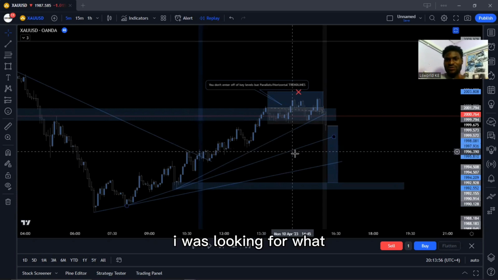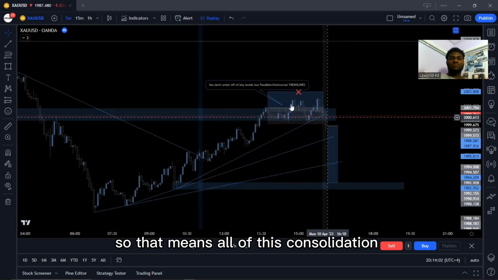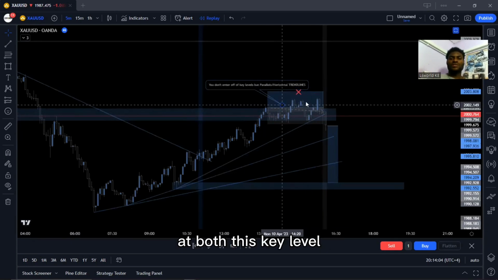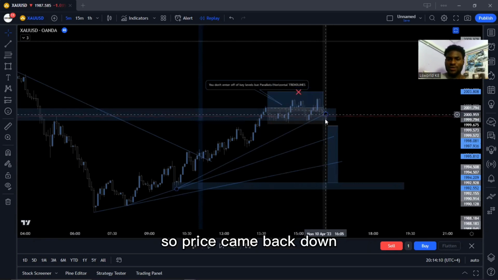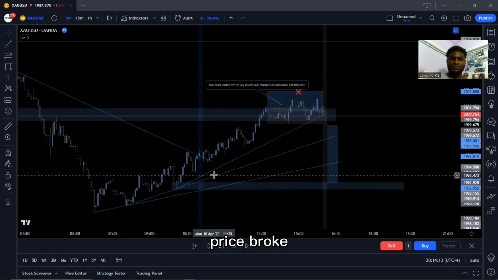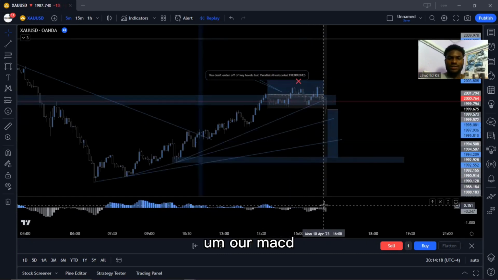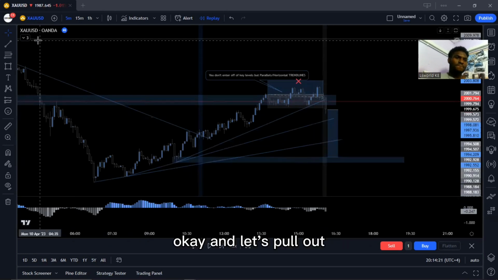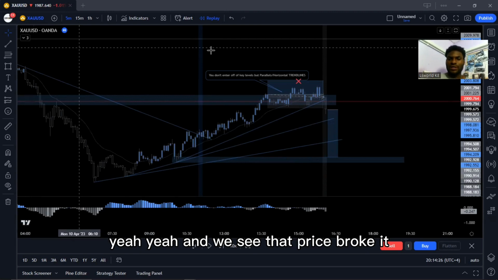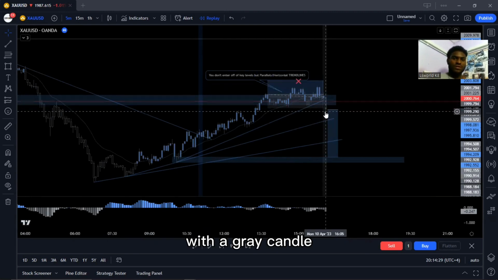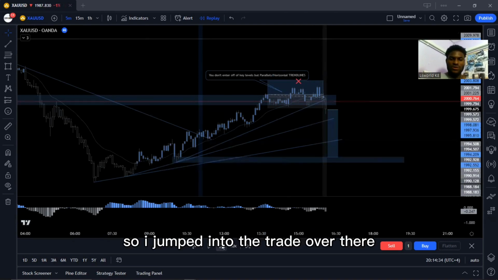After that loss, I was looking for sells. Since price has closed below this, we have to look for sells. That means all of this consolidation above this key level was a fake out. So price came back down, and we started looking for sales. Price broke this trend line, and immediately looking at our MACD, it broke it with momentum. Okay, and let's pull up our CMEMA. Yeah, and we see that price broke it with a gray candle, a sell candle, and with momentum. So I jumped into the trade over there.